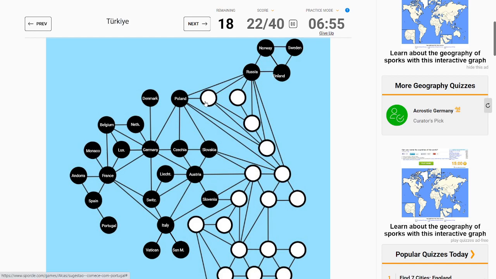Okay, so what else borders Poland? Lithuania. Poland and Russia both border Lithuania, I'm pretty sure. So this has got to be Lithuania. Then I reckon, although it says that it's not in any sort of geographical order, we would probably be best off going downwards. So Estonia, then Latvia, then Belarus.